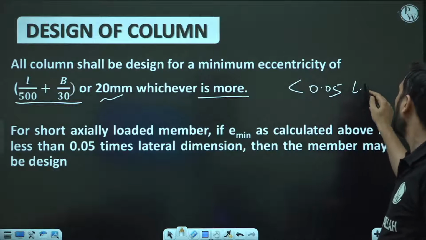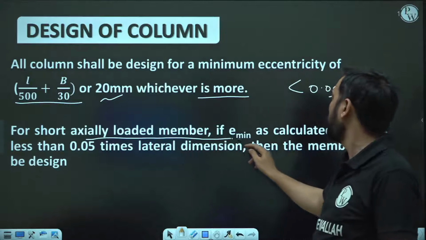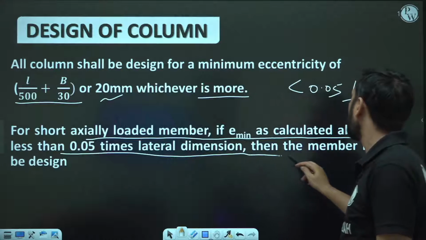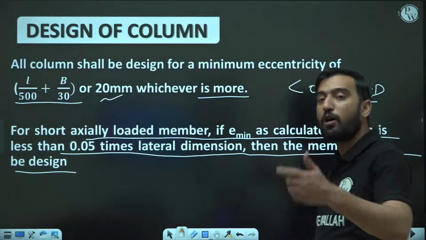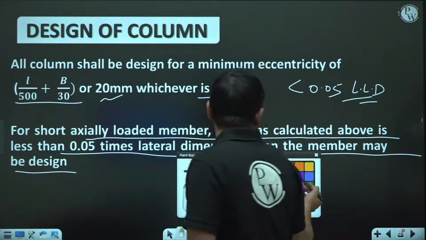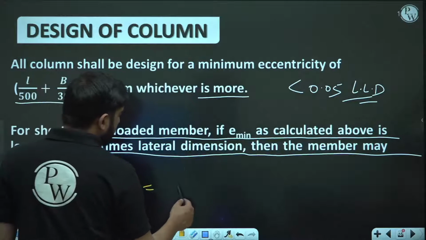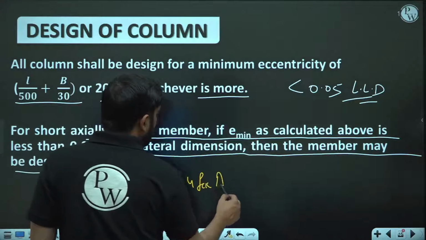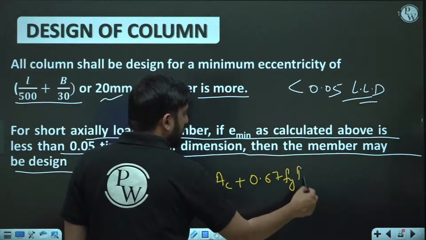0.05 of the LLD. For a short axially loaded member, if e minimum as calculated above is less than 5% of the lateral dimension, then the member may be designed for axially loaded member. And friends, in that case the Pu is given by 0.4 fck Ac plus 0.67 fy into As.